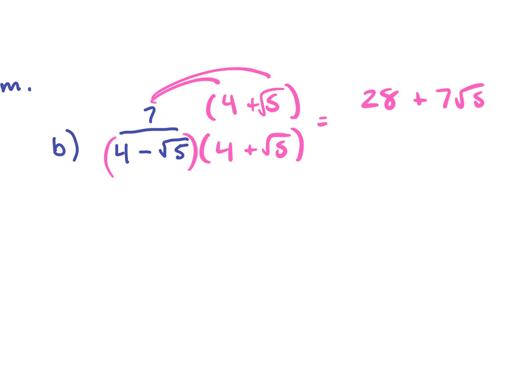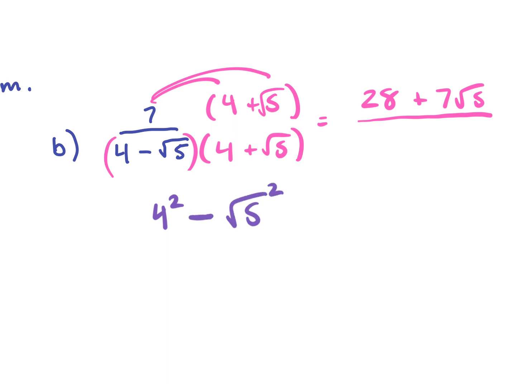7 square root 5. Perfect. Be careful. You can't multiply inside the radical if 7's not inside a radical. So it just stays out front. On the bottom, what could I do? 4 squared. What goes in the middle? Minus square root 5 squared.